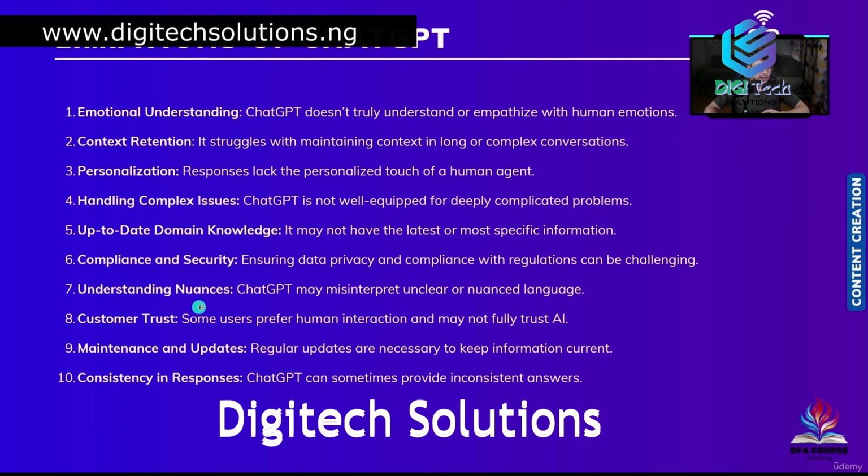The number 7 is understanding nuances. ChatGPT may misinterpret unclear or nuanced language. So sometimes when you type a very unclear prompt or request, ChatGPT cannot understand some specific data. The number 8 is customer trust. So for example, when we are creating chatbots with the help of AI and our customer is speaking directly with them, it's very obvious that we would like to speak with a human instead of a chatbot, and because we are building a kind of relationship, sometimes there can be a lack of trust when it comes to the customers.